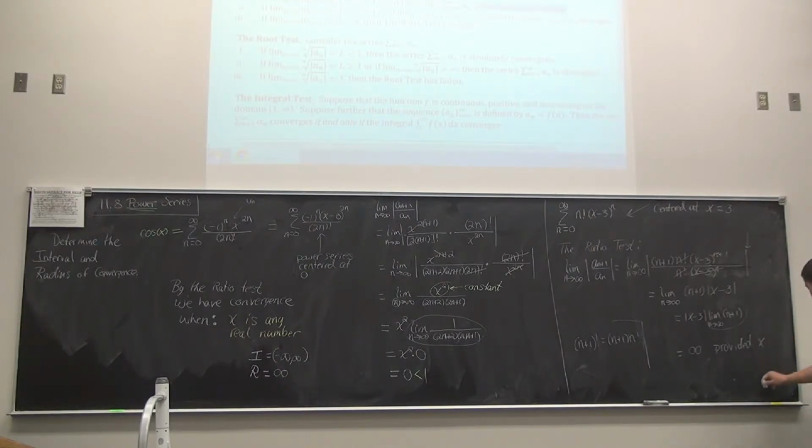x is not 3, because remember x varies, x is not 3. If x was 3, the whole limit would be 0. Would you folks agree with that? Okay, so let's go back to the ratio test.